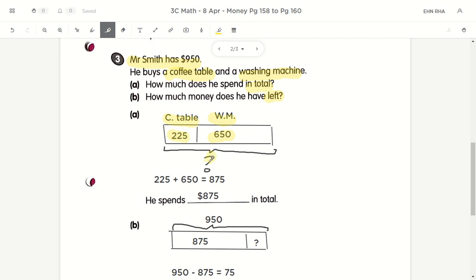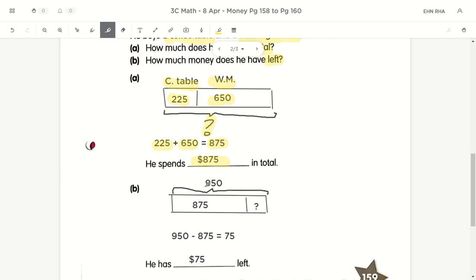Again, I want to find the total. So same thing, coffee table plus washing machine gives you the total, the amount I need to spend, and that's $875. So this part is the same as question 1 and question 2. The difference here is that now I have a certain amount of money with me. I have $950. I spent $875. This is from part A. How much am I left with?